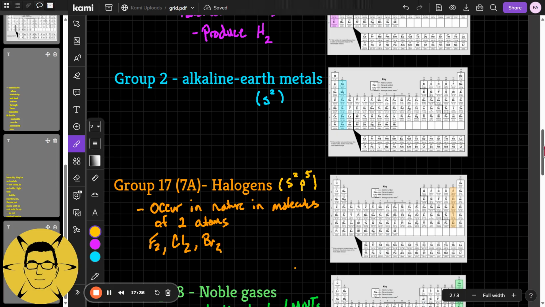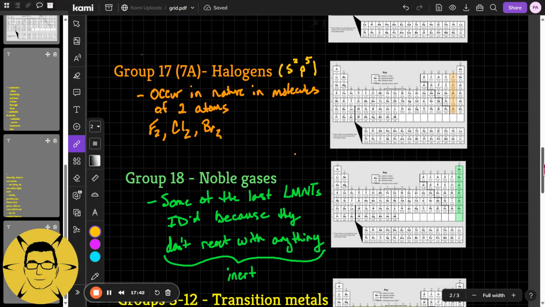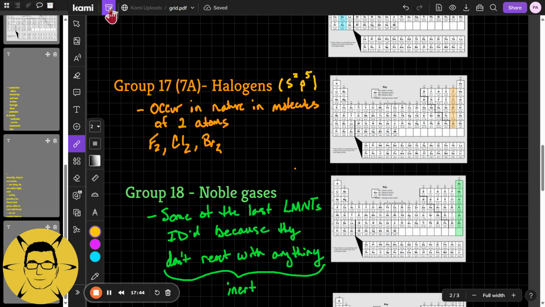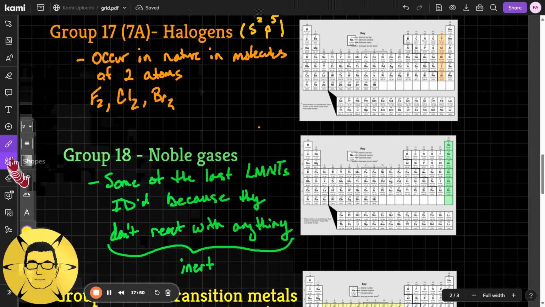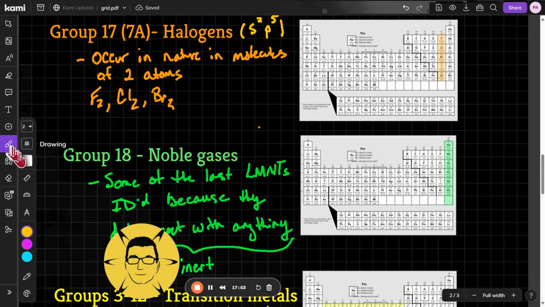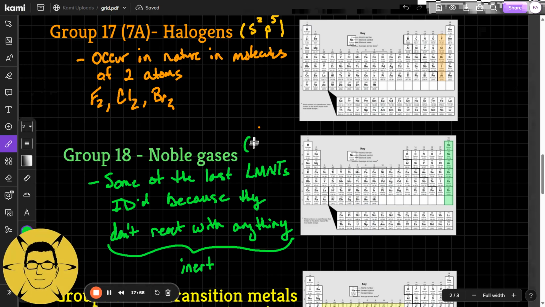Okay, and then the last one over to the right, those are our noble gases. Okay, these finish with s2p6. They finish the p block over here. Okay, and these were some of the last elements that we ever discovered when we were going through all of our elements.